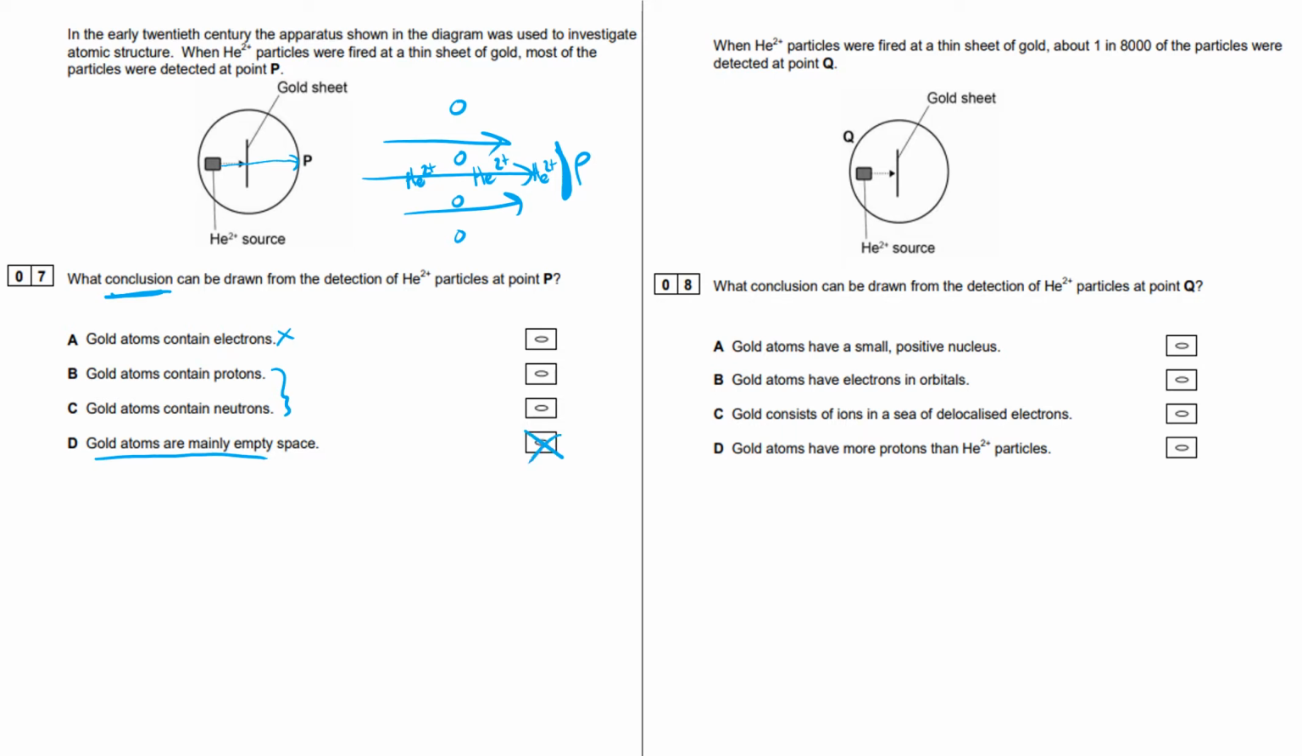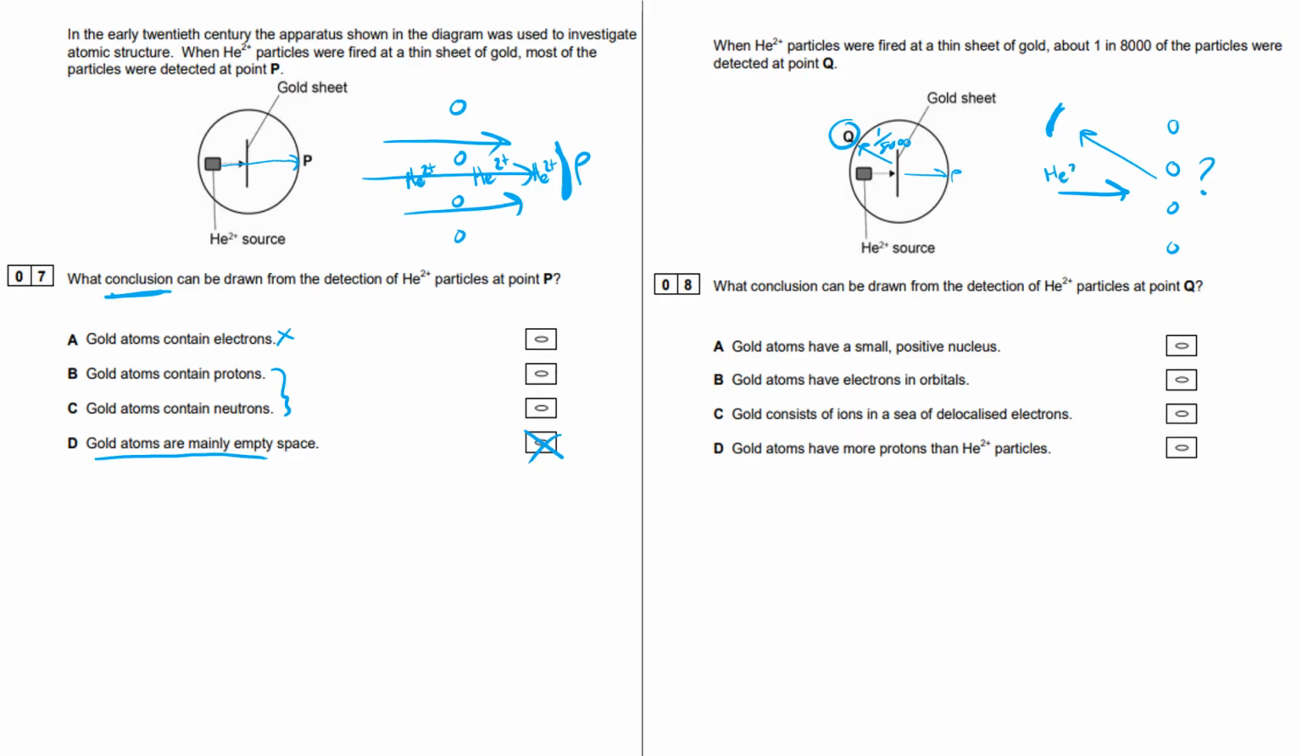The follow-up question, question 8, is that most of the particles did actually pass through the gold sheet and hit source P, as you saw in question 7. But 1 in 8,000 hit point Q. So there's a little detector up here that was detecting the helium particles. So you had your gold sheet and the particles were fired here, but some of them were reflecting off the gold sheet and hitting the detector up here. So what conclusion could be made about that?